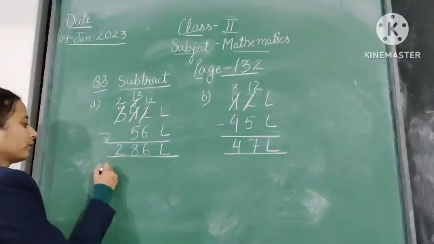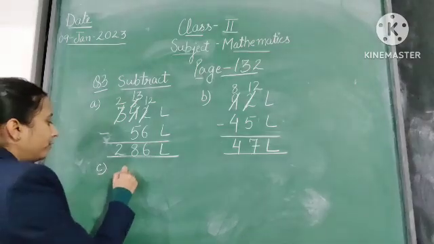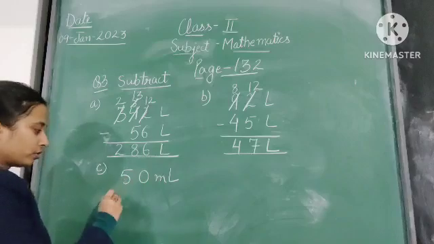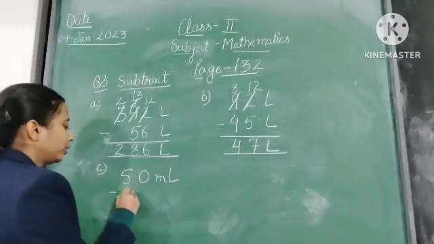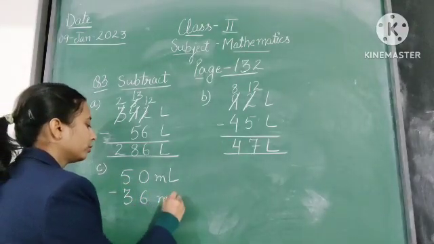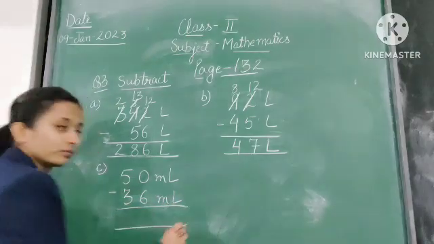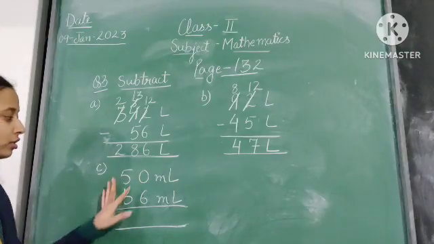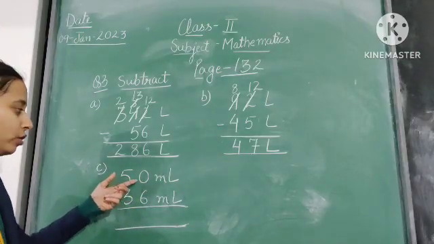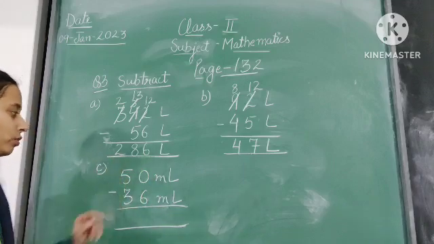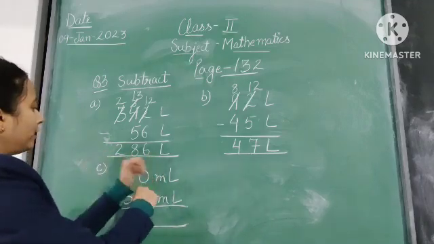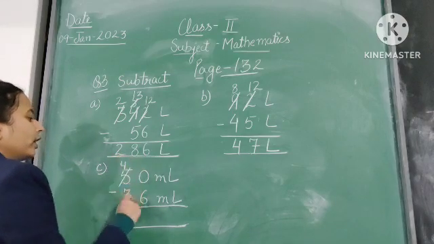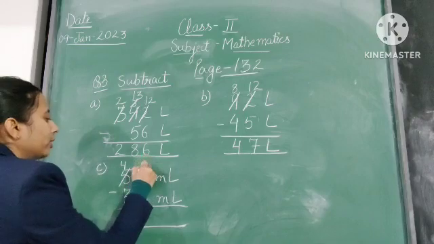Part C. 50 milliliter, and we have to subtract 36 milliliters from it. Here 0 minus 6. Now 0, we cannot subtract anything from 0. So 0 will need to borrow. So 0 will go to the number on the left, which is 5. 5 on giving a 10 will become 4. And 0 on gaining a 10 will become 10.